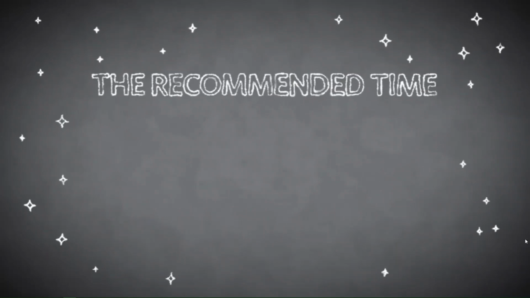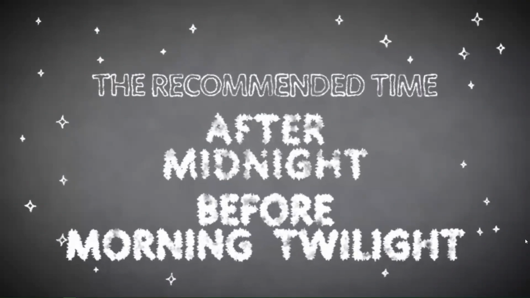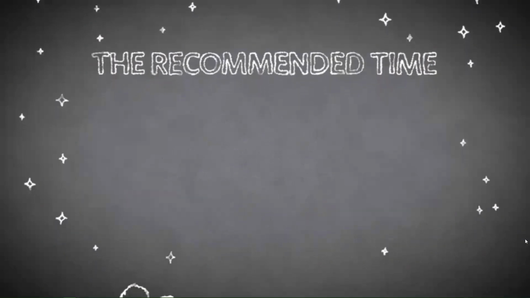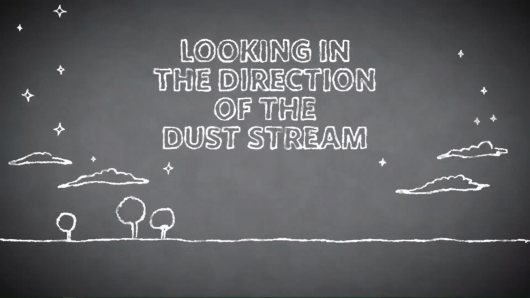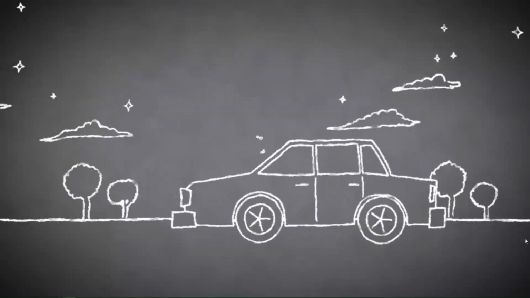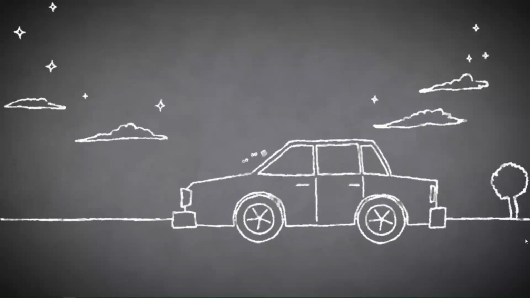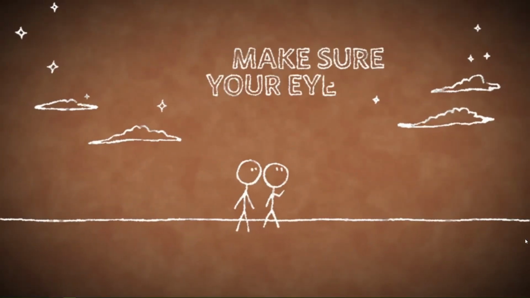Generally speaking, the recommended time to look for a meteor shower is after midnight and before morning twilight. That's when Earth's rotation has carried us around so that we're looking in the direction of the dust stream. Sort of like driving on the highway and seeing more bug splats on the front window of your car than on the back window.